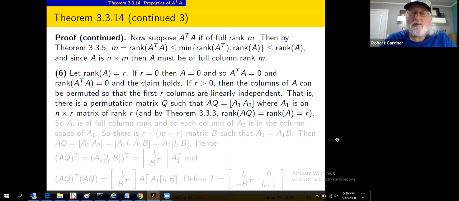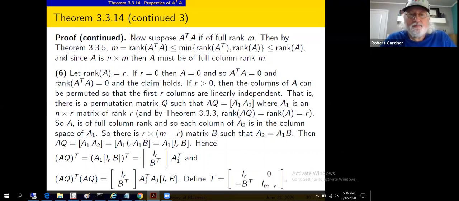So let's see what's going to happen next. And I warned you this is a lengthy one. At some point, we need to talk about A transpose A. So let's see. A1 is a full column rank. So we've got full column rank on this part. This is part of A.